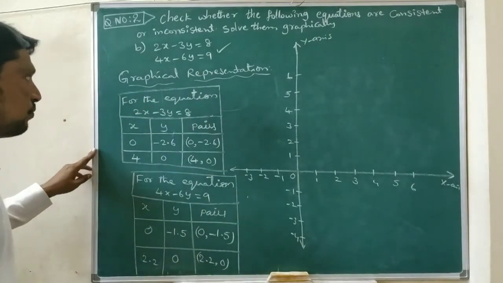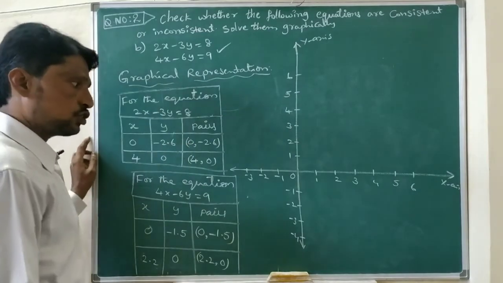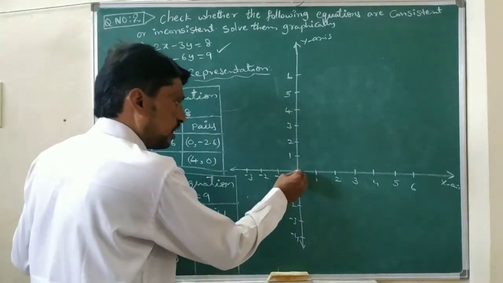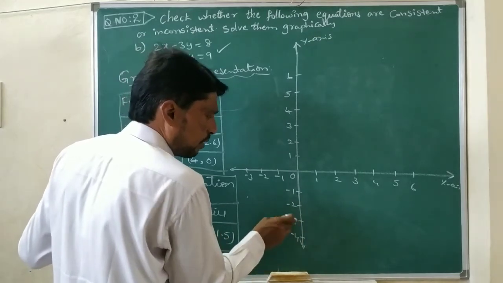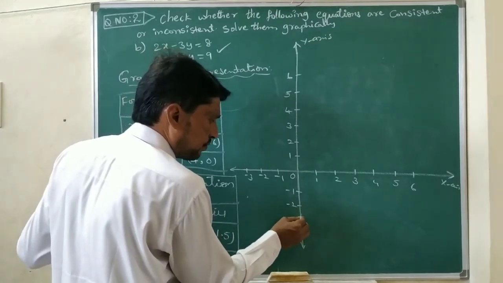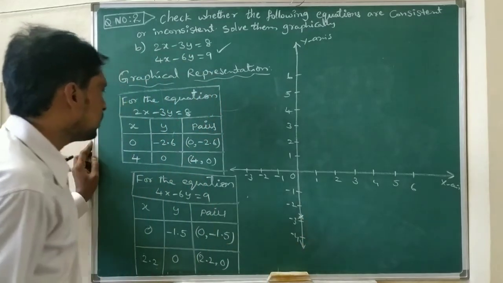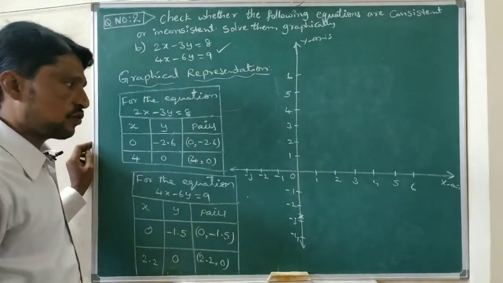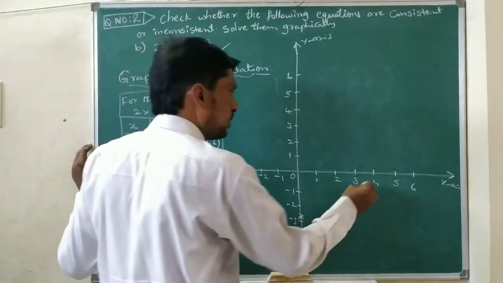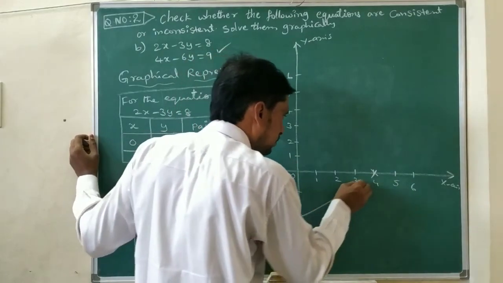Now we need to take the first equation. First pair is 0 comma -2.6. So x value is 0, y value is 2.6. 2.6 means here approximately I am taking, this is 2.5, one line afterwards. This is 2.6 we can get. Next pair is 4 comma 0. X value is 4, y value is 0. Means we get here 4 comma 0, exactly.